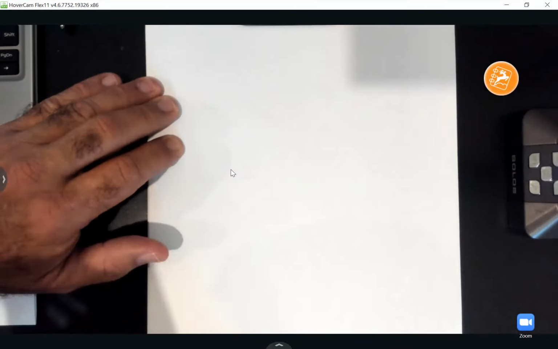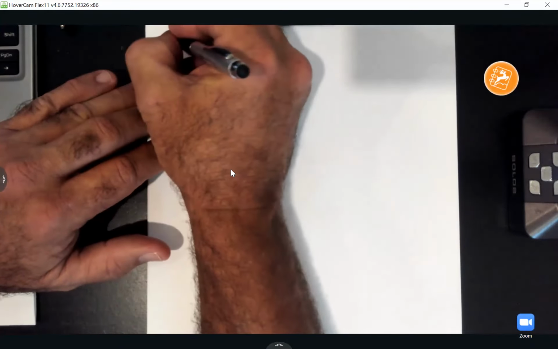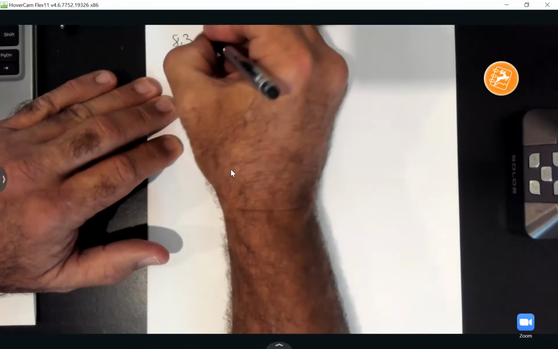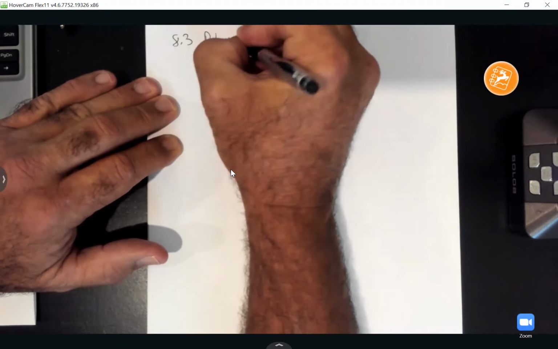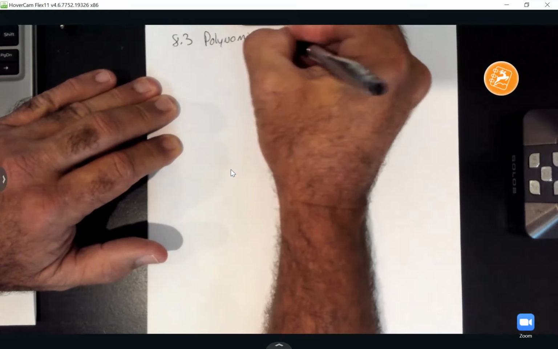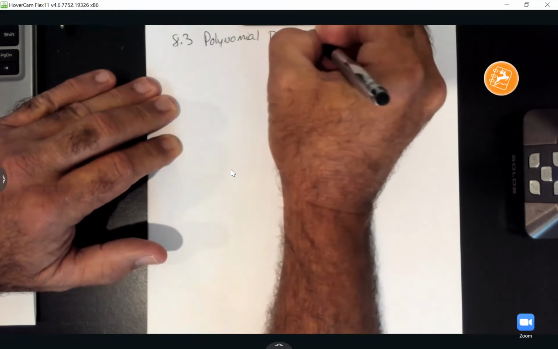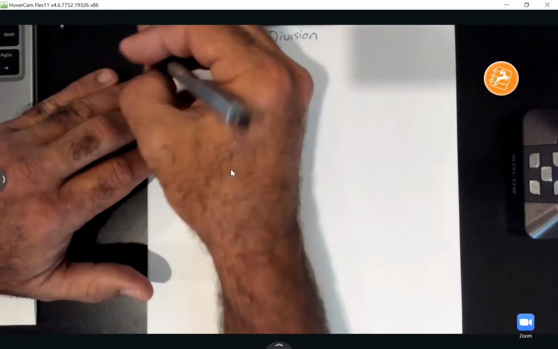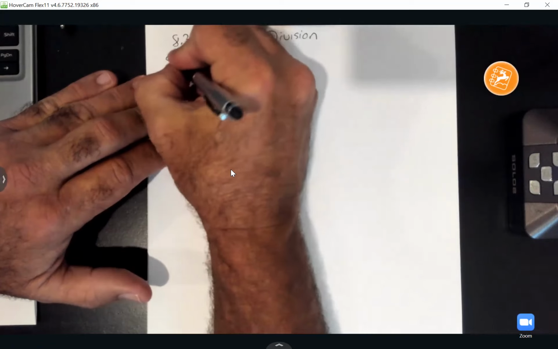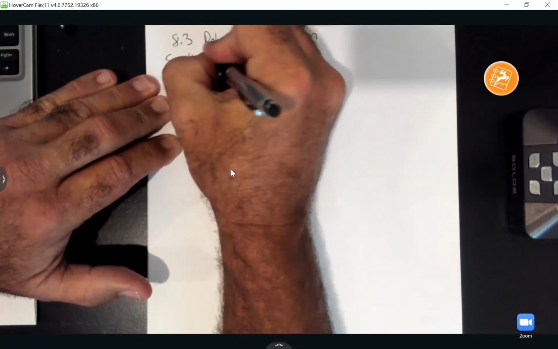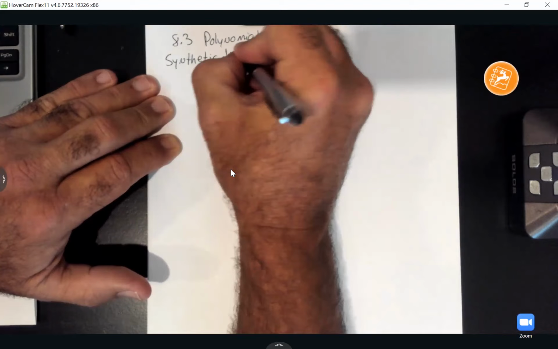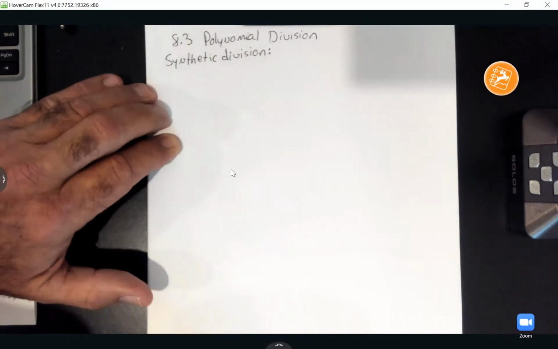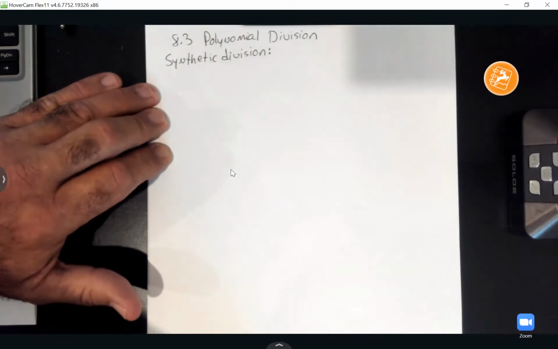All right, y'all, so this next section will be a little more fun if you like math. 8.3, this deals with polynomial division. And really, we're only going to look at one type of division. We're going to look at what we call synthetic division. And we'll use synthetic division for 3 different things.